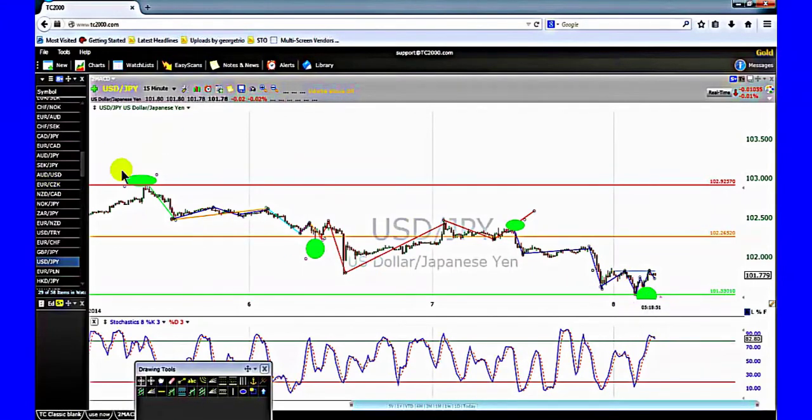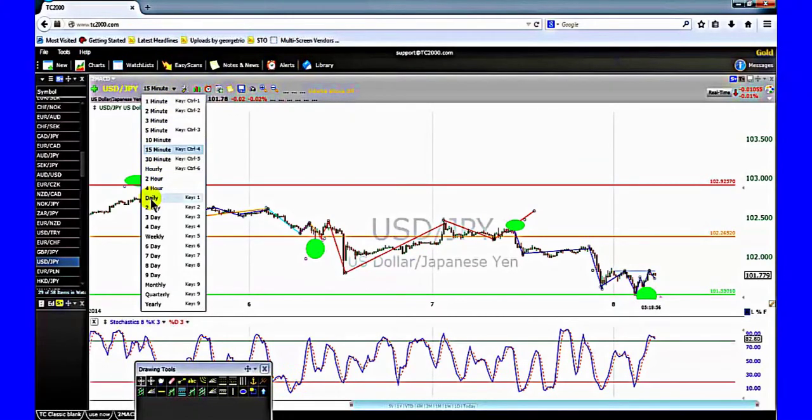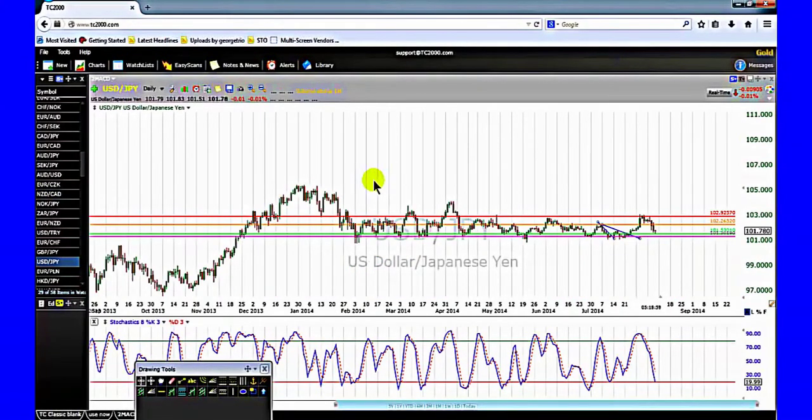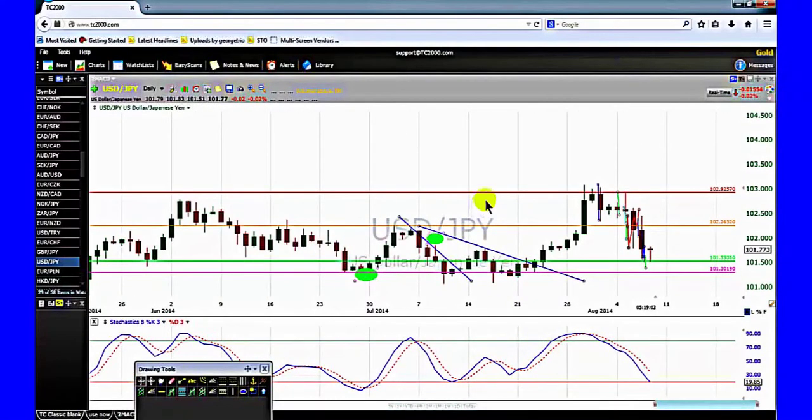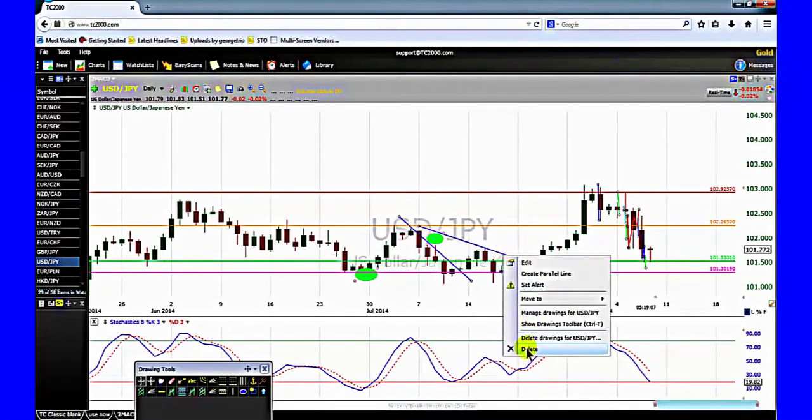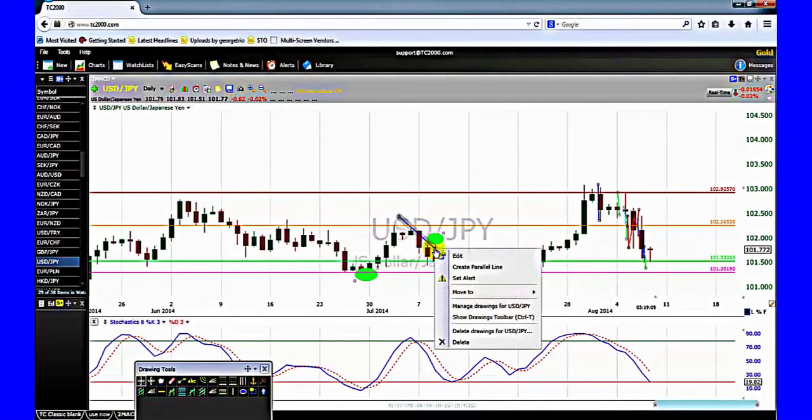Now, we're on a 50-minute chart. You may say to me, George, this is a 50-minute chart. Let's go now to the daily chart and see whether these lines represent some key levels. So you can see the lines that I drew: the red line, the orange line, and the green line. Let's remove this line that I have on my daily chart so you can see everything clearly.